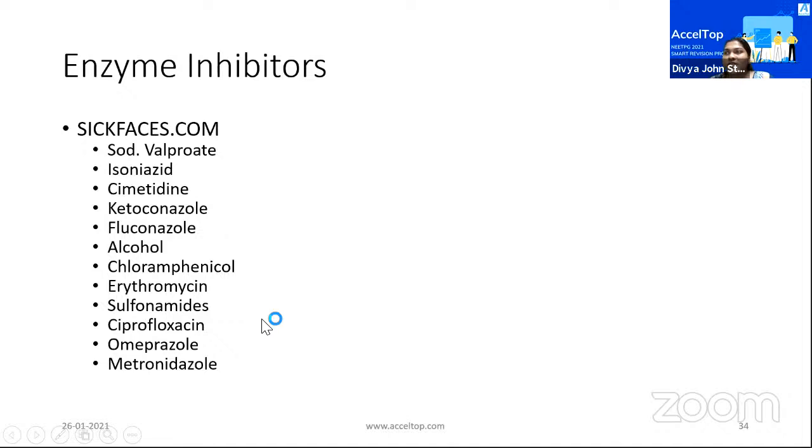So this is one way of remembering, or you can clinically correlate and read as well, as how we did with omeprazole, clopidogrel. You can also try to do with that.